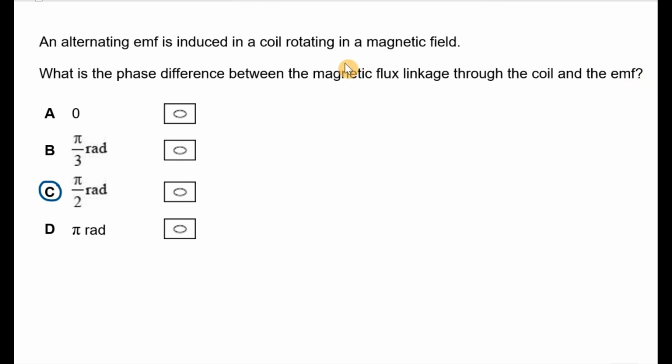So again, we can always turn back to the equations we're given to help us answer these questions. And you're given that the flux linkage, which is the number of turns multiplied by the magnetic flux, is equal to the flux density multiplied by the area of the coil multiplied by the turns in the coil cos theta, where theta is the angle of the coil within the flux.